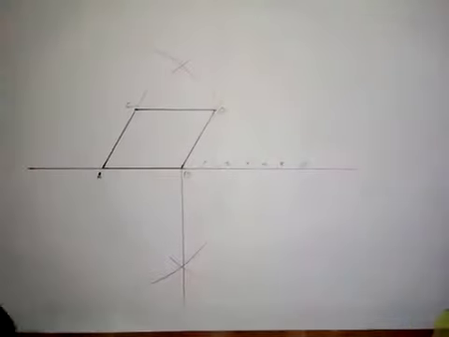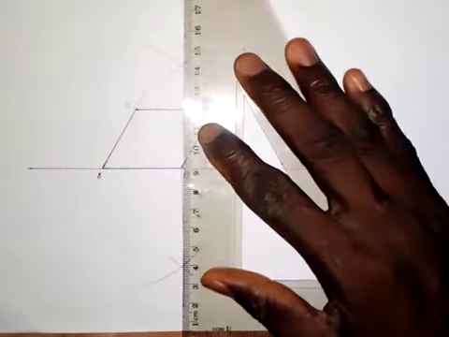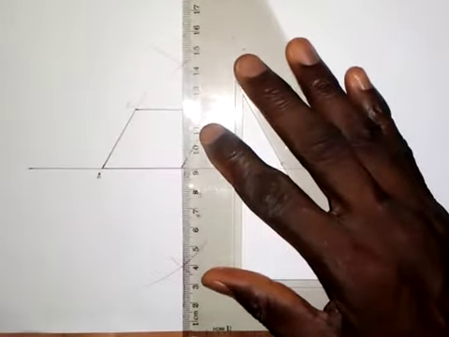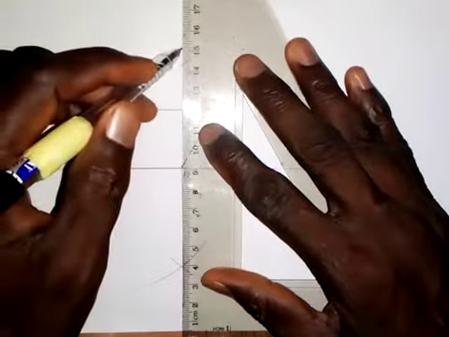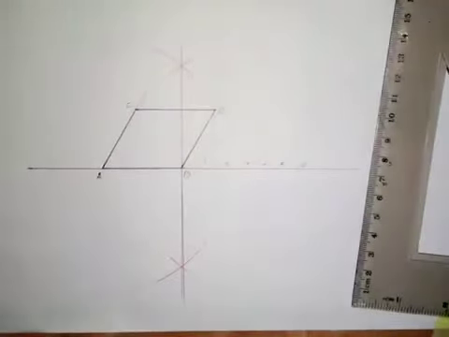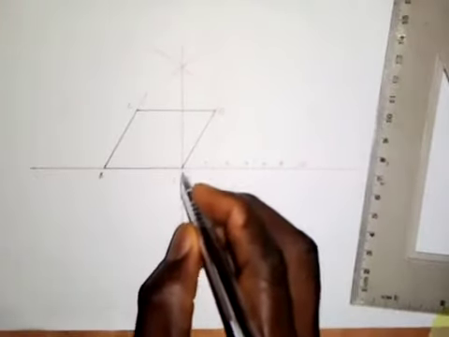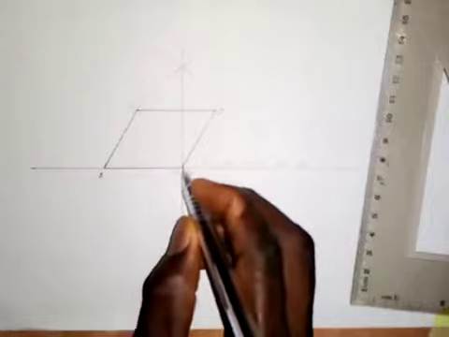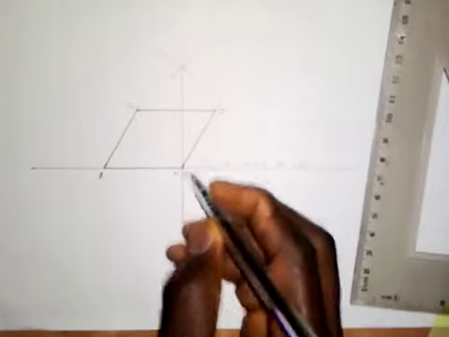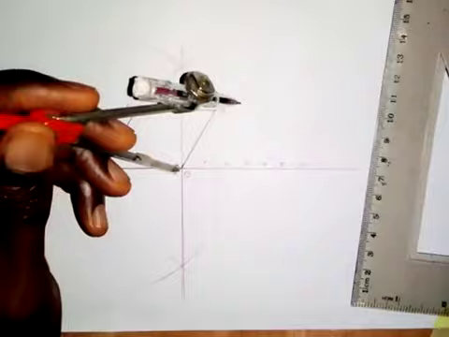So then I'm going to join this together to locate the midpoint of A4. So drawing a vertical line like this, this point is point X. It falls on point B on the parallelogram.